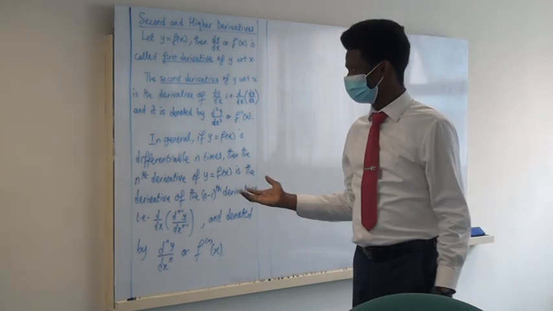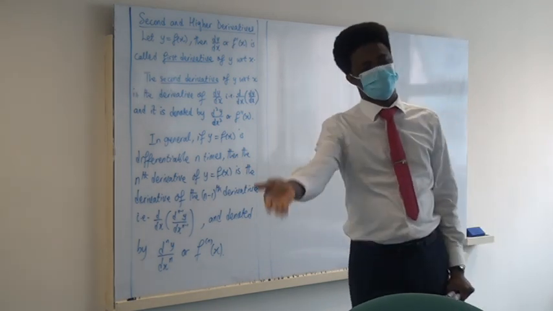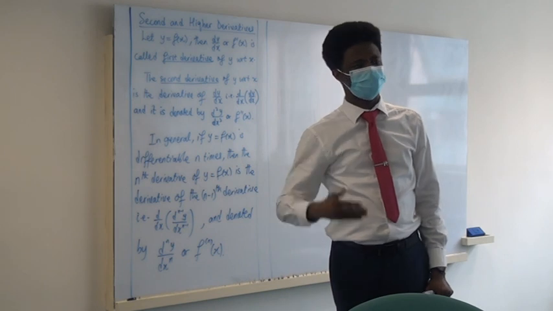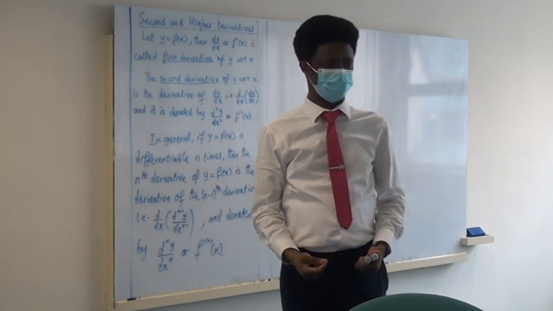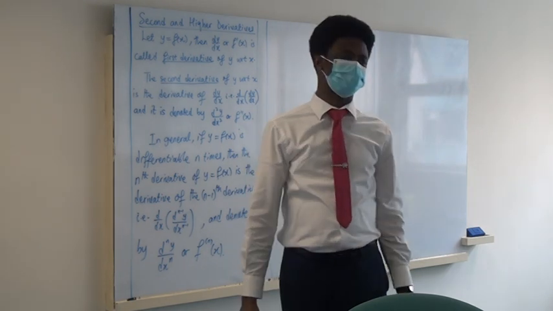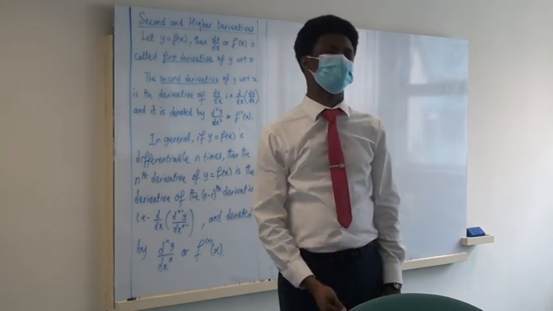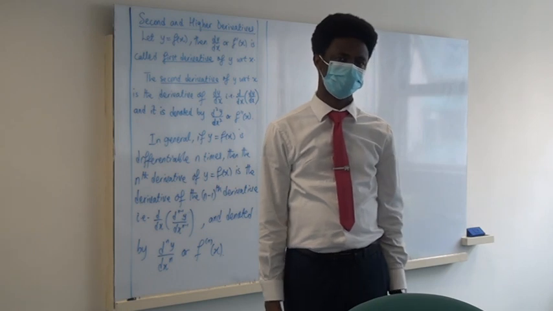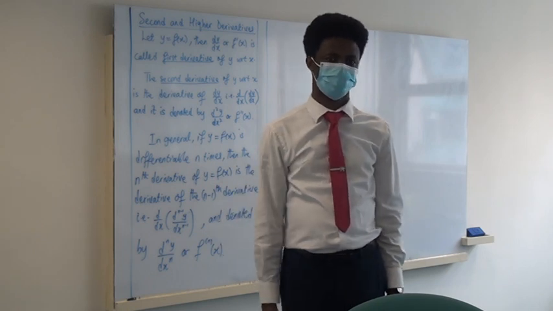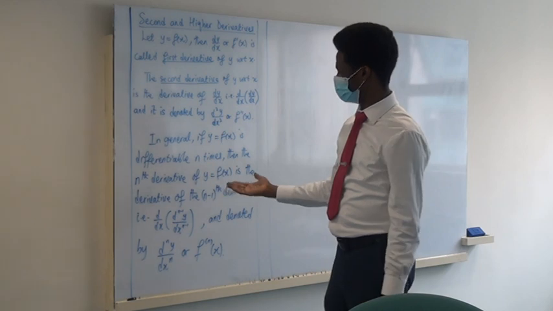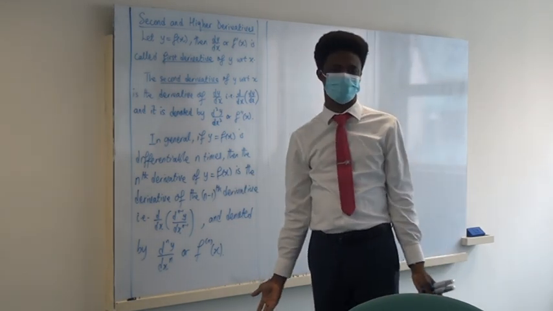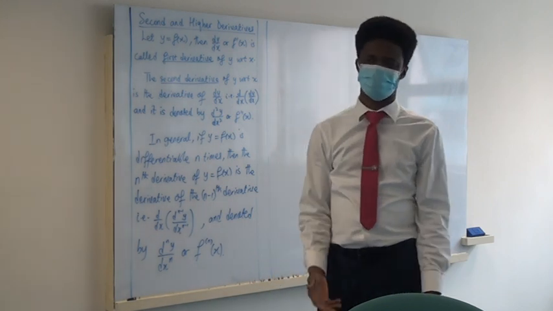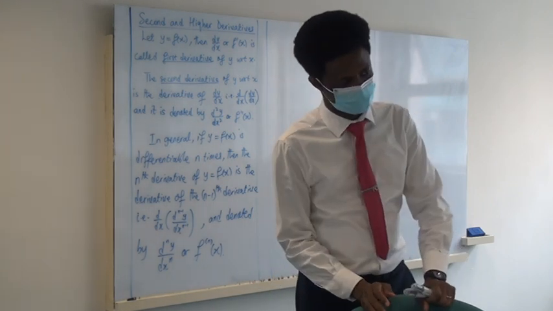So, the second derivative is when you differentiate the first derivative. You differentiate once, you get the first derivative. You differentiate the answer that you have just obtained, what you get is the second derivative. If you differentiate again, what you get is the third derivative, and so on and so forth. That's why I said in general, if y is differentiable n times, because it has to be differentiable n times. The fact that it is differentiable 2 times doesn't mean you can differentiate one more time.